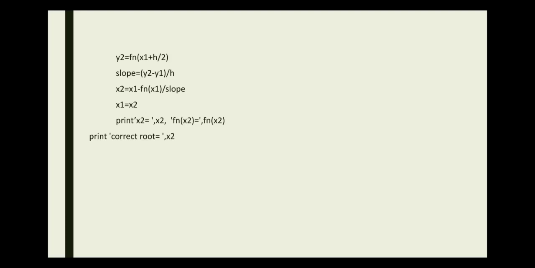Then x2 = x1 - fn(x1) / slope. Then x1 = x2 and print x2 and fn(x2). Then print correct root is x2. This is the function. This is the program.